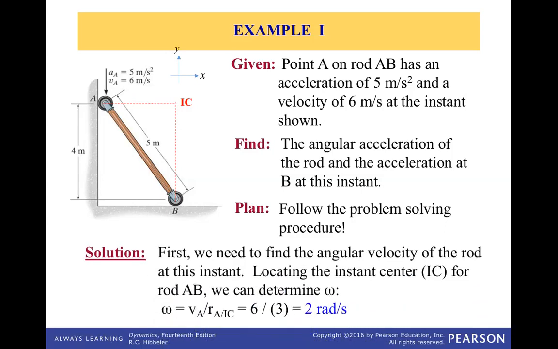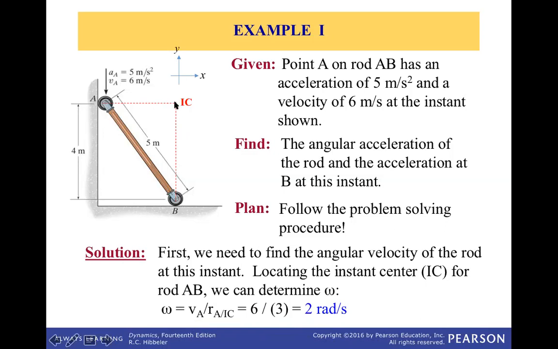Given that the velocity and acceleration at point A are known, we can see that A is going straight downward, so B should be going to the right. So we know the direction of the velocity of B and A. Then we can draw the instantaneous center of zero velocity, so IC can be determined.